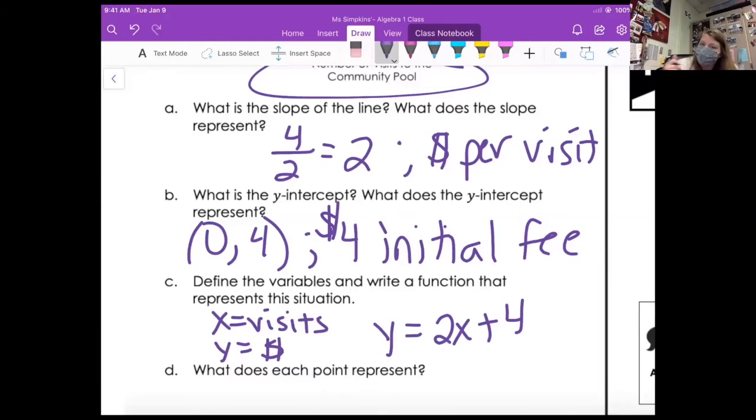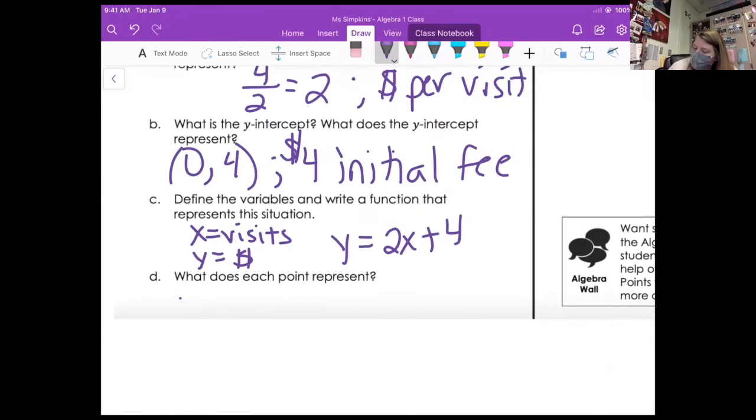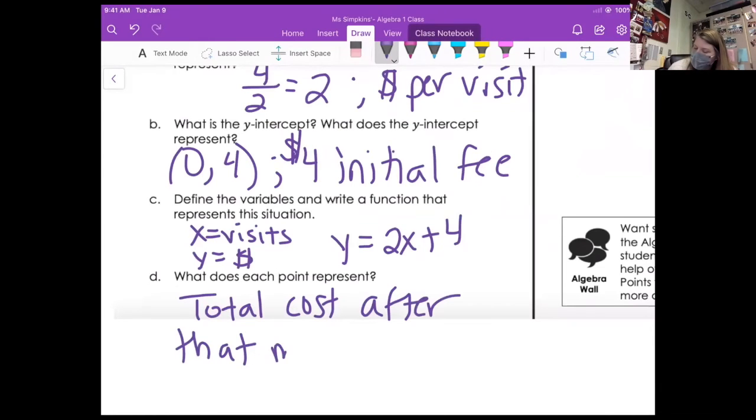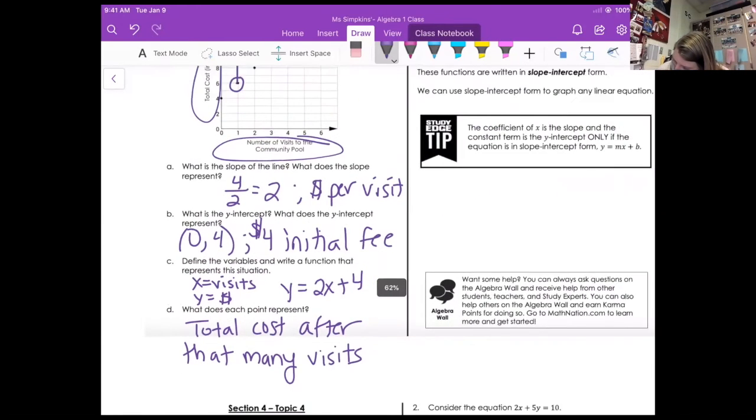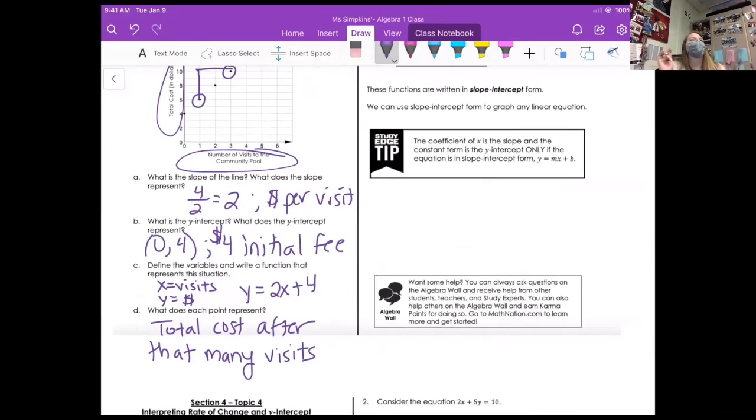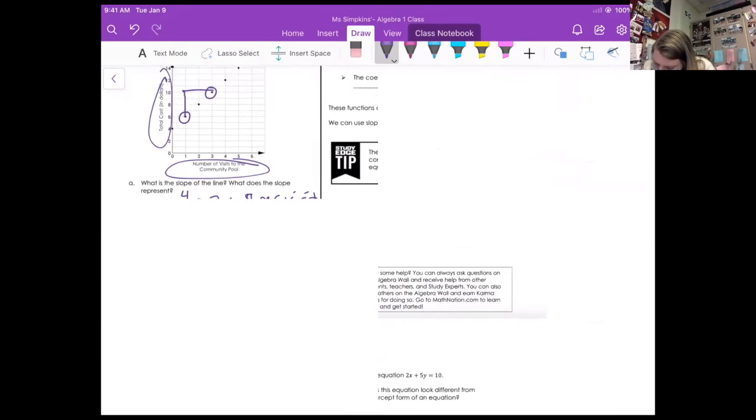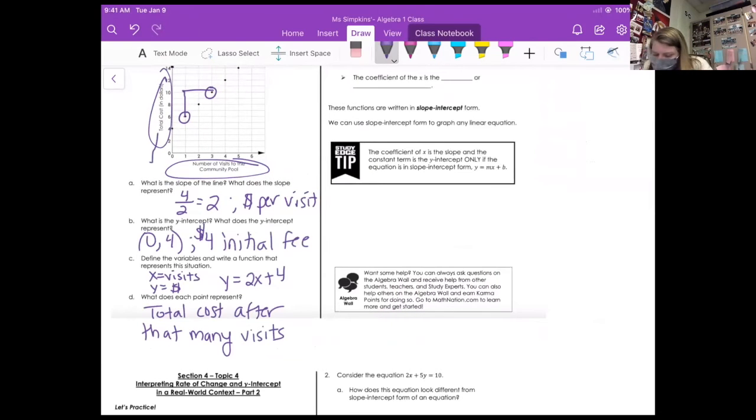Each point itself represents the total cost after that many visits. For example, at (2, 8), that means after 2 visits, I've spent a total of $8. At (4, 12), after 4 visits, I've spent a total of $12.